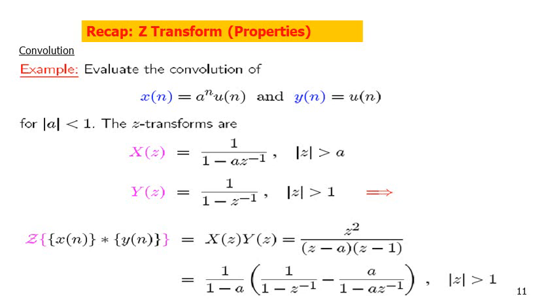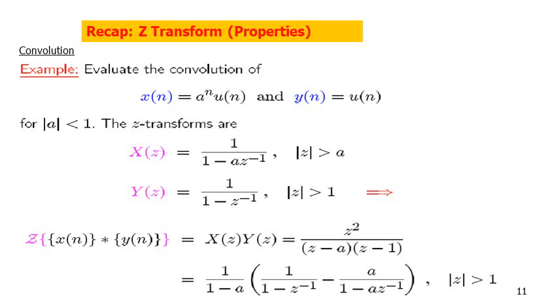This slide contains the application of the convolution property, in which we want to find out the convolution of x of n, which is a^n u of n, and y of n, which is u of n, and the value of a is less than 1. We want to find the convolution by using the z transform.